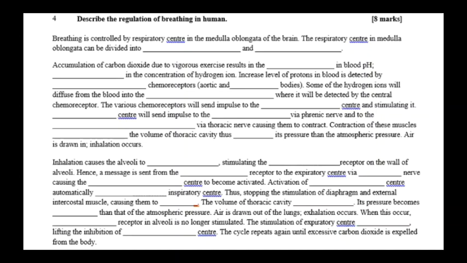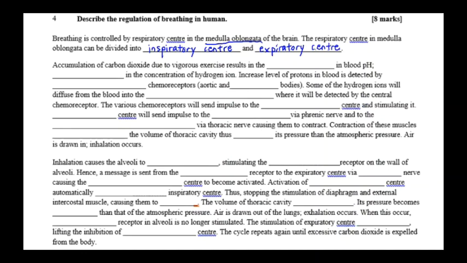Let's look at the regulation of breathing in human. Breathing is controlled by respiratory center in the part of the brain that we call medulla oblongata. The respiratory center in medulla oblongata can be divided into two. One that we call the inspiratory center. From the name, you know it controls inspiration, which means inhalation, breathing in. And we have another one that controls breathing out that we call the expiratory center.